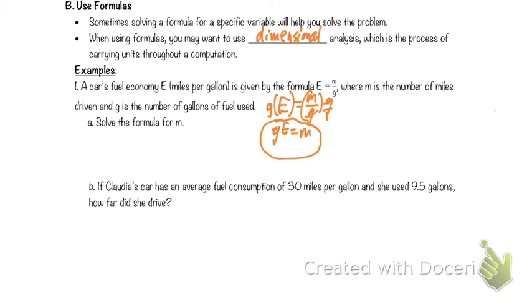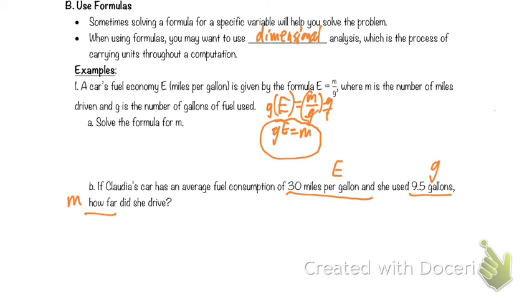Okay, so she has an average fuel consumption of 30 miles per gallon. Miles per gallon. Where do we see miles per gallon before with our formula? E, that's our E. So 30 miles per gallon, that is our E. Probably good to note. 9.5 gallons. What letter would that be? G for gallons. How far did she drive? What's that talking about? M. How far? Miles. So we have our E, our G, and our M. So what are we solving for? M. Hey, do we have an equation that's already solved for M? So could we plug these things into the equation that's already solved for M to figure out how far she drove, which is M?